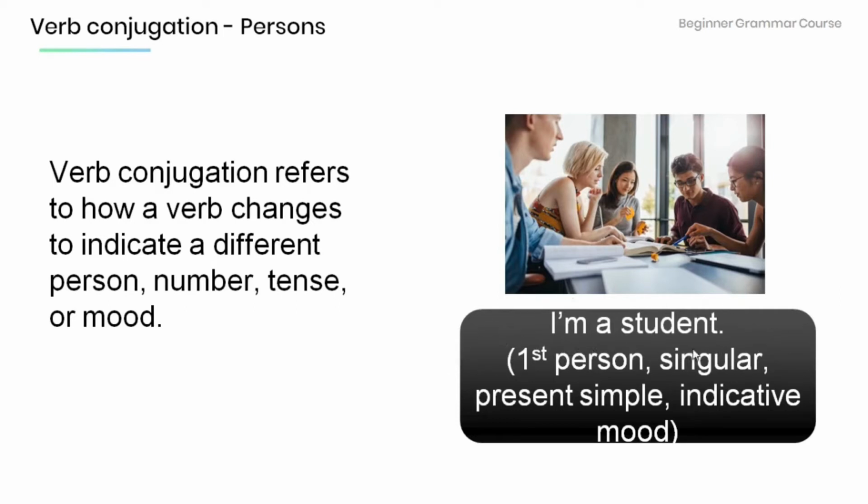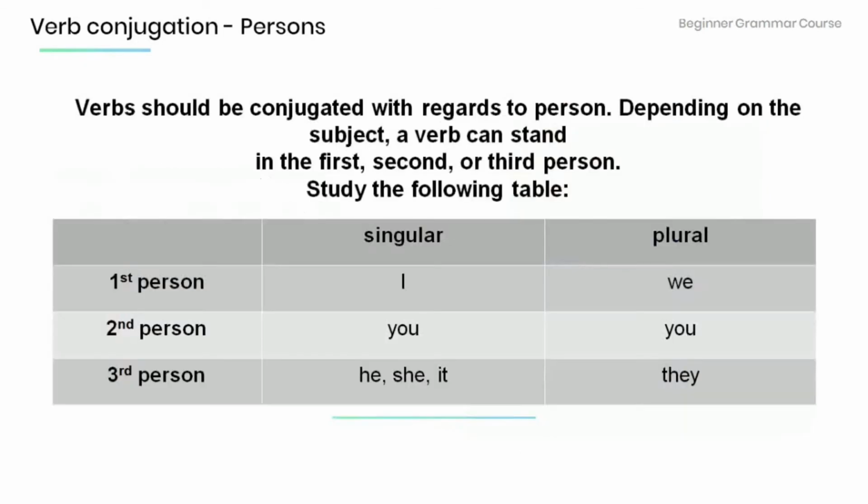I'm a student. Now, in this sentence, the subject is in the first person, it is singular, we are using the present simple, and an indicative mood. Remember, the verbs should be conjugated with regards to person. Depending on the subject, a verb can stand in the first, second, or third person.